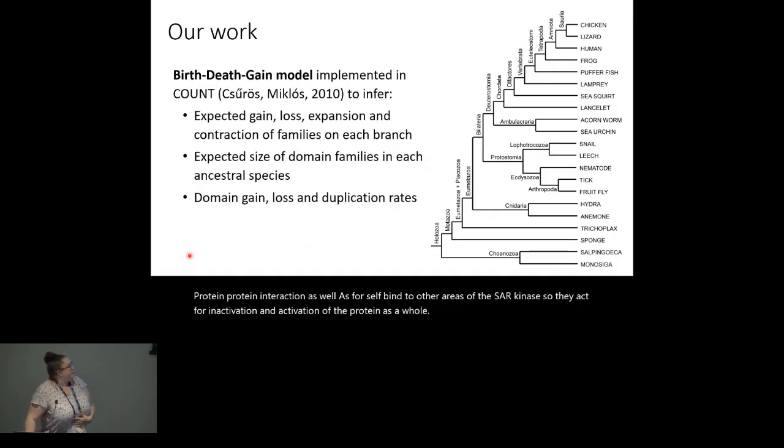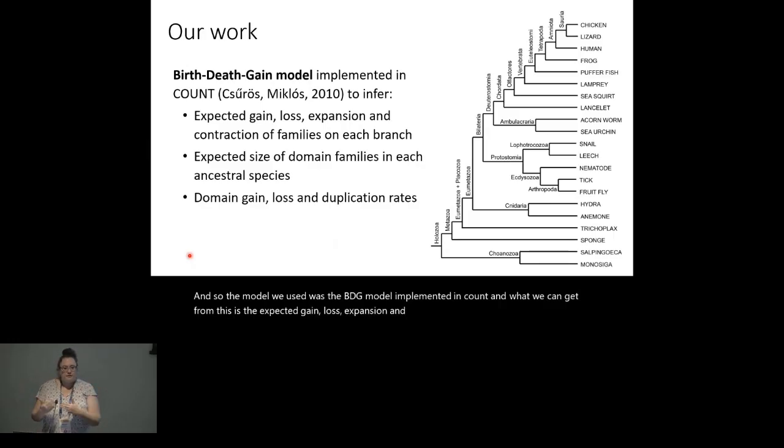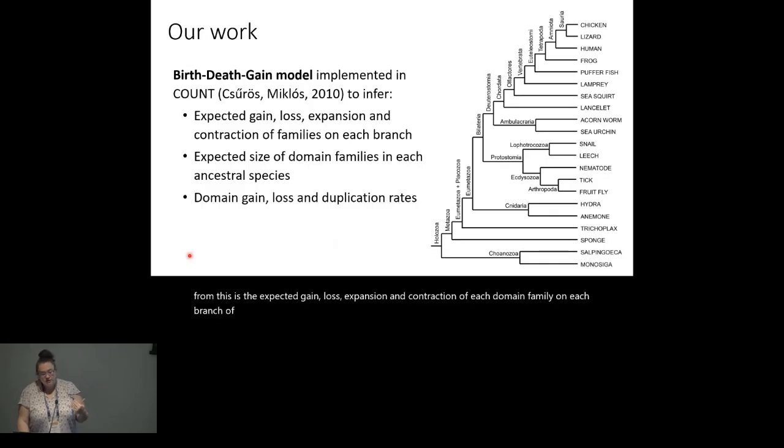And so the model we used was the BDG model implemented in Count. What we can get from this is the expected gain, loss, expansion, and contraction of each domain family on each branch of the species tree, the expected size of the family in ancestral species, as well as the domain gain, loss, and duplication rates.